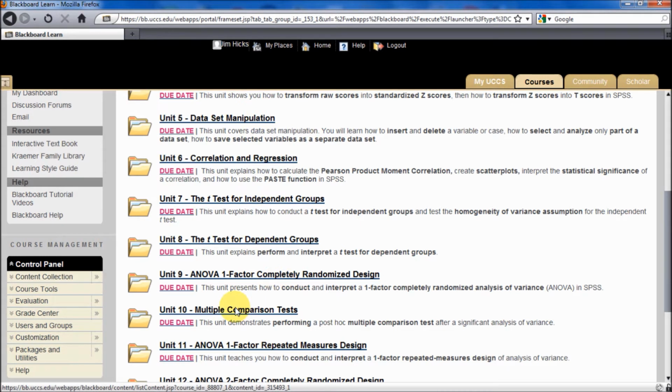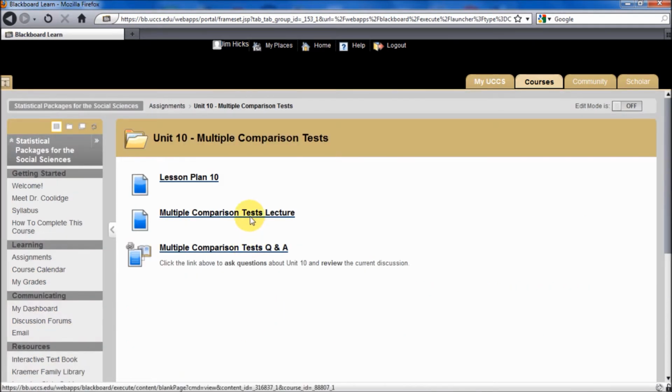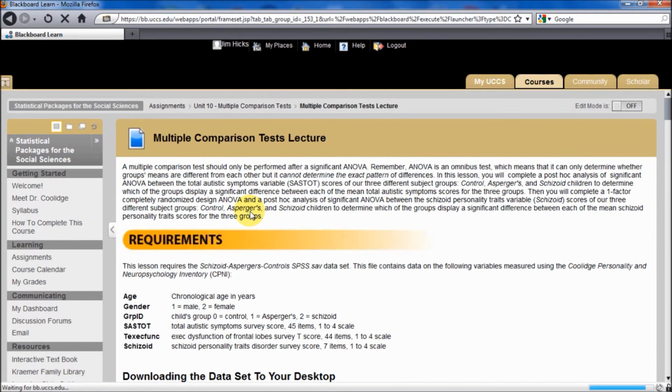The multiple comparison tests are performed only after a significant analysis of variance. Analysis of variance significant means more than one mean's different from one other mean. A multiple comparison test will show us which mean. And in this multiple comparison test lecture, we note that this ANOVA is an omnibus test, and we have to see the pattern of differences.